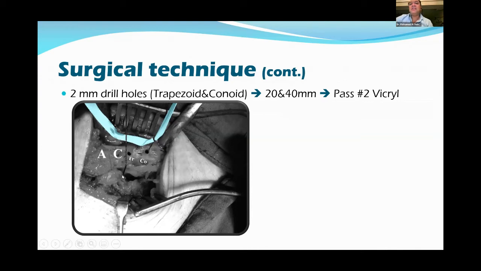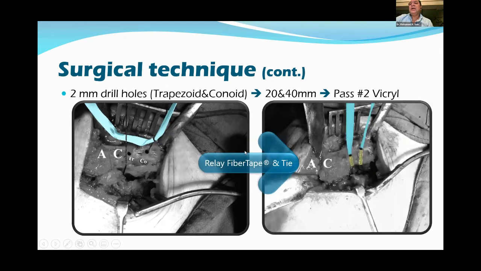Once you have the vicryl suture hooked around the coracoid and into the conoid hole, then you can relay a fiber tape. Then we pass it through the conoid and the trapezoid hole. Then we tie both ends on the top of the clavicle.